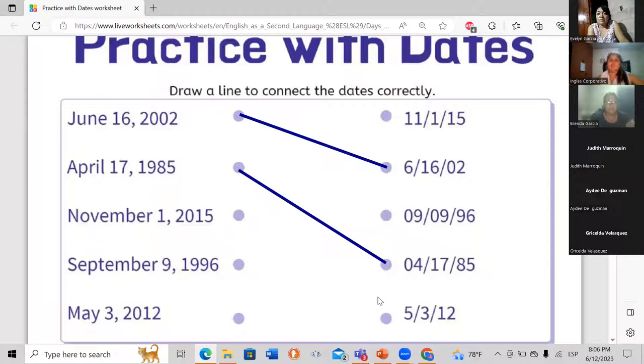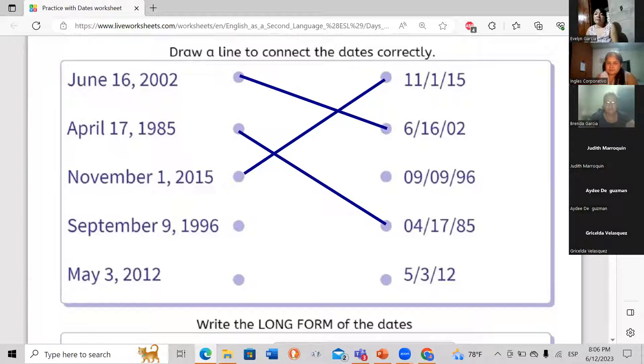Judith. Okay. November 5th, 2015. Okay, tienen que practicar más los números. Sí, porque no me los puedo. Okay, practiquen más los números.